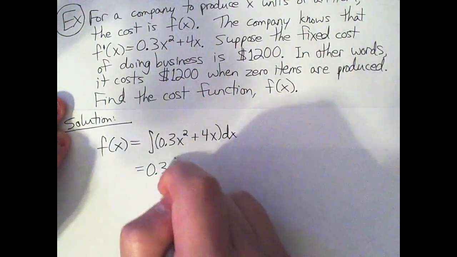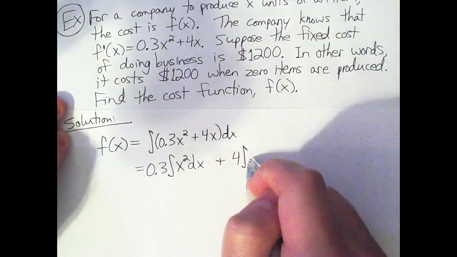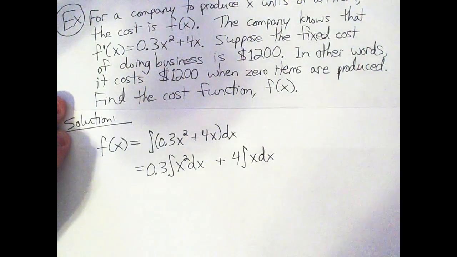First of all, we could pull the 0.3 out. Let's split this all up. Let's pull out constants. There. That looks good.